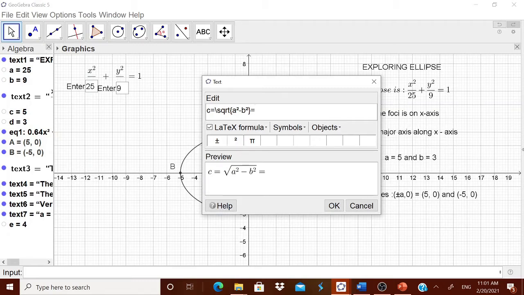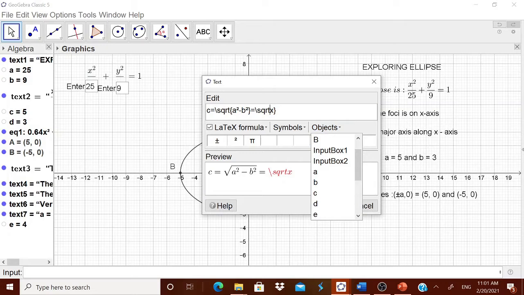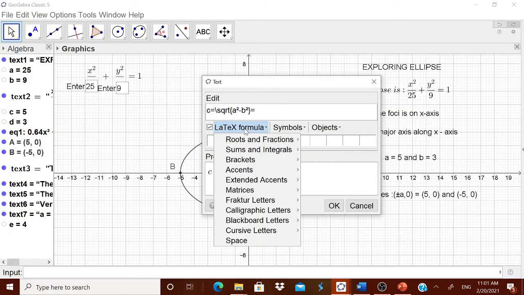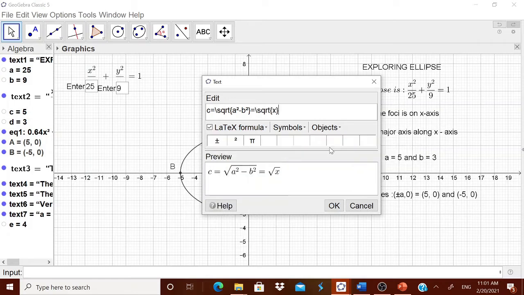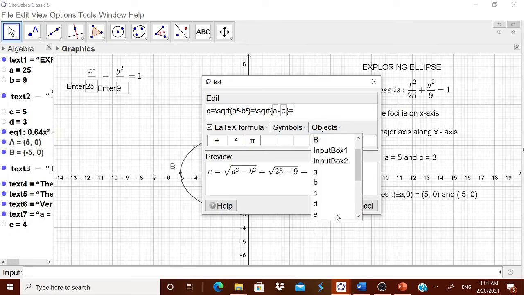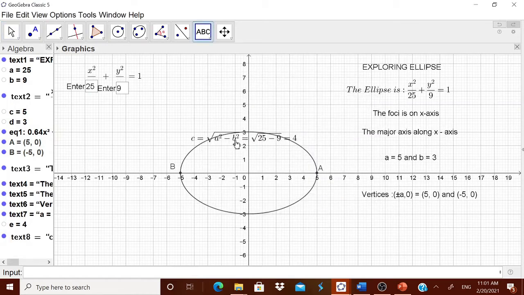Once again is equal to, what will be its calculation? It will be the square root of, in this particular problem, a minus b. Is equal to, what is its value now? It is being calculated by GeoGebra. c is obtained now. Now can I go for its foci?